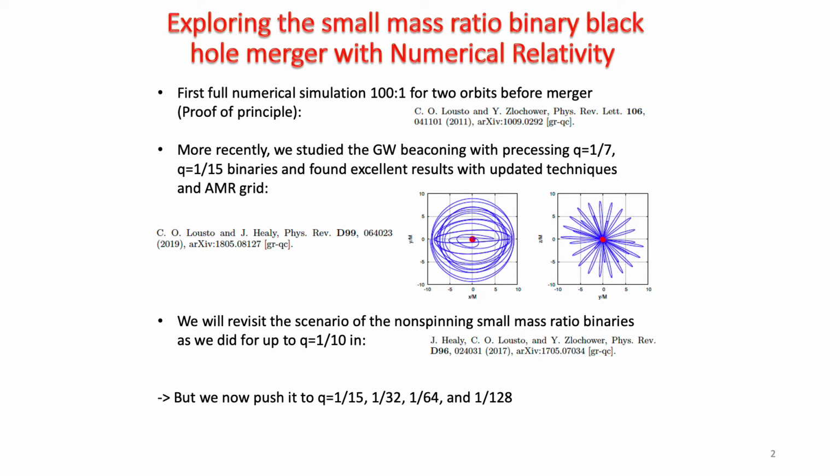We use this grid structure to study a sequence now of non-spinning binaries, starting from this 1 to 15 case, and then doubling each time the mass ratio and adding refinement levels around the smaller black hole. So we went to 1 to 15, to 1 to 32, 1 to 64, and we reached the 1 to 128 mass ratio black holes, for about a dozen orbits before merger.